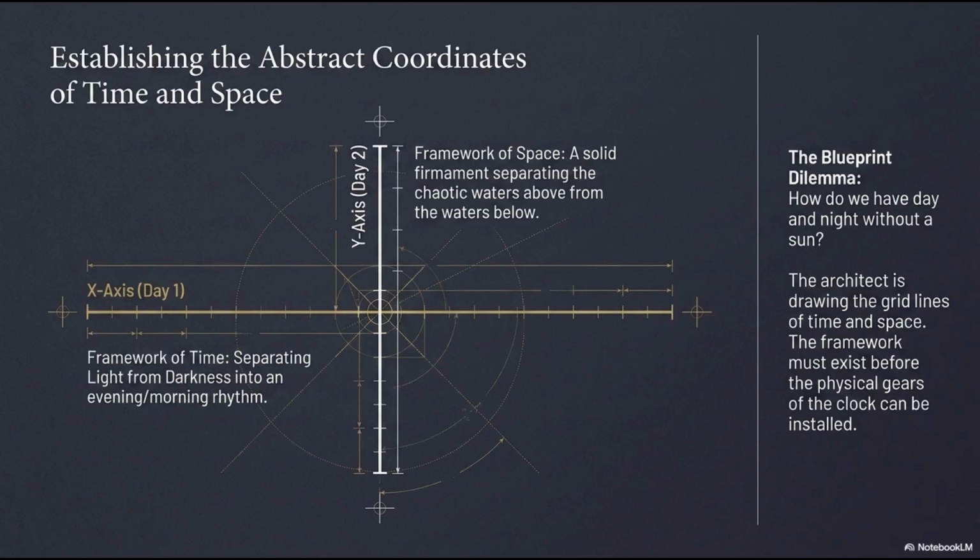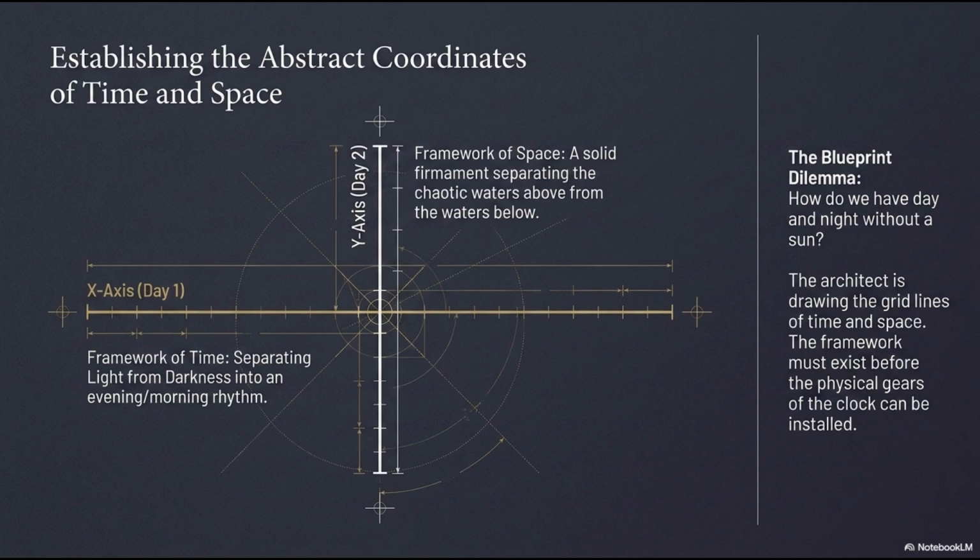But wait, if you read ahead to Day 4, that is when the physical sun and the stars are actually placed in the sky. So if we are reading a logical blueprint, how do we have day and night, evening and morning, without a sun? Yeah, to our modern, scientifically wired brains, that sequence seems entirely backward. We immediately associate the physical object, like a burning ball of gas, as the definitive source of the light. Right, you need a lamp to have light.